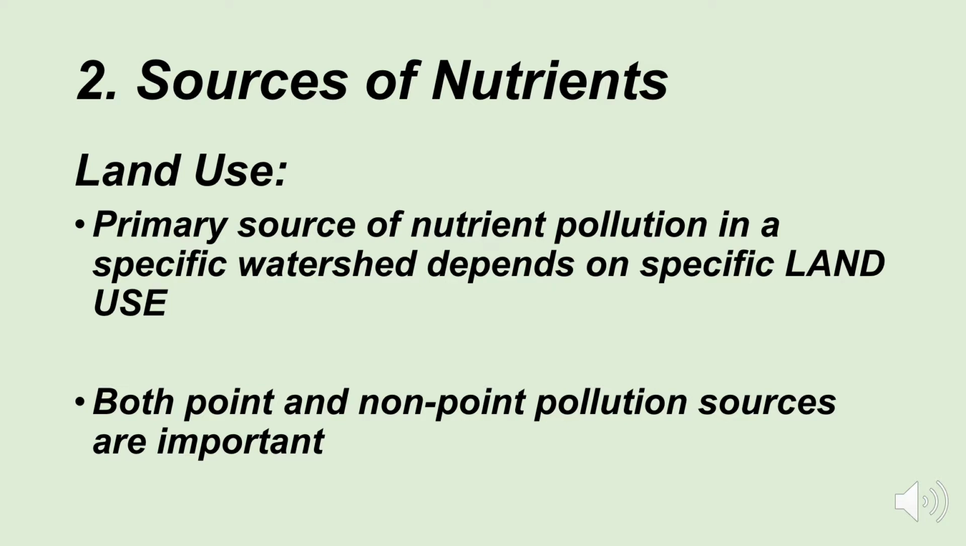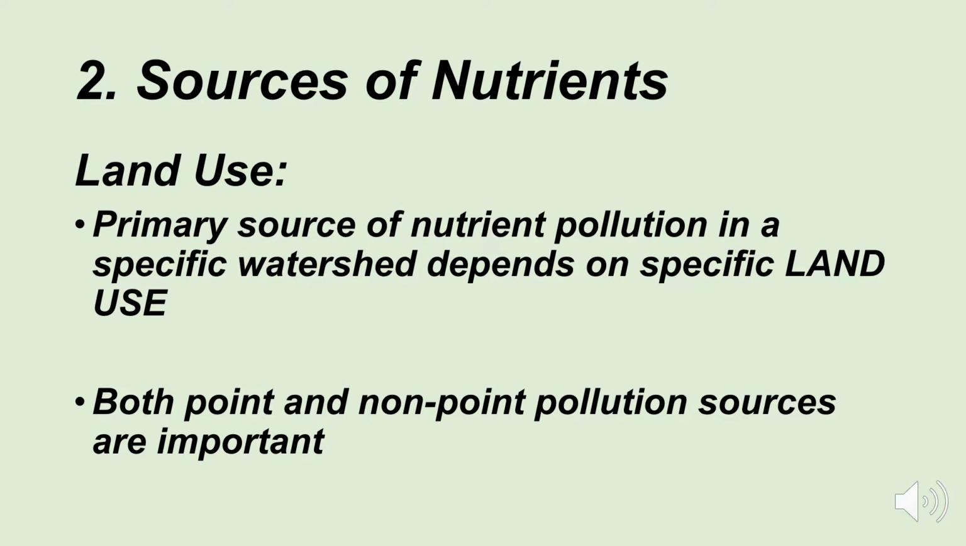So land use is really a primary issue when we talk about nutrient pollution. Land use is the primary source of nutrient pollution in specific watersheds. If you take a look at land use in specific watersheds, it's easy to identify the potential sources of nutrient pollution. We have two types of nutrient pollution. We have both what we call point and non-point pollution sources.